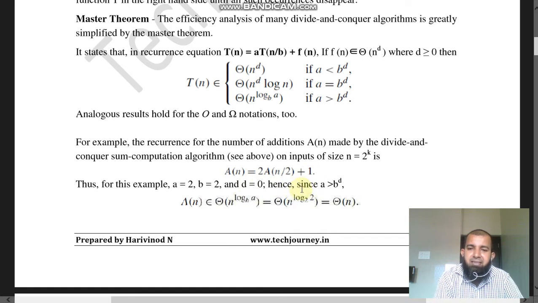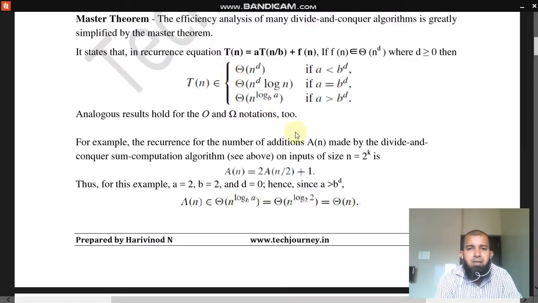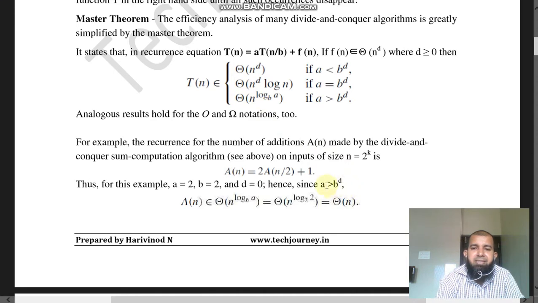Since a is greater than b^d, here d is equal to 0, a is 2, b is 2, and 2^0 is 1. So 2 is greater than 1. Clear? If 2 is greater than 1, meaning a is greater than b^d, then it is case 3.